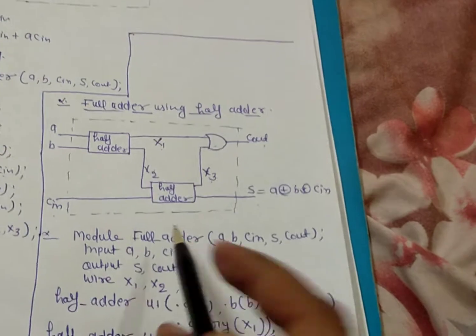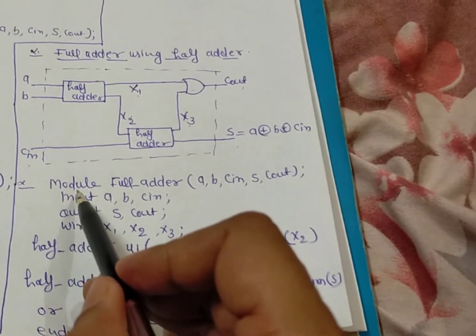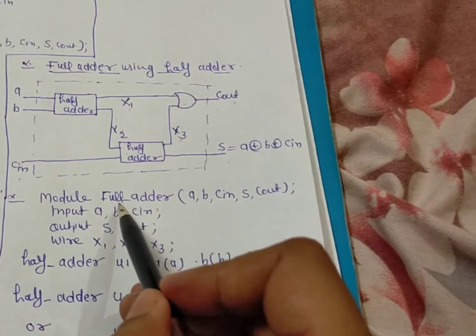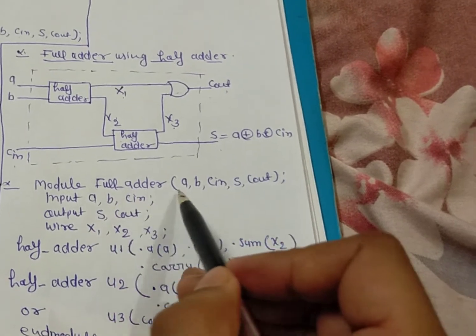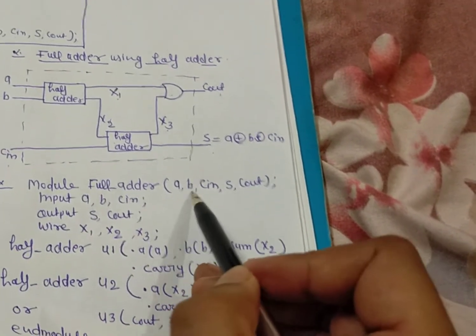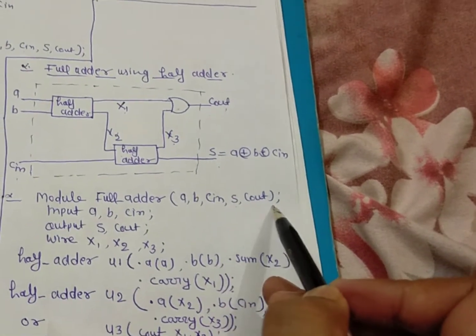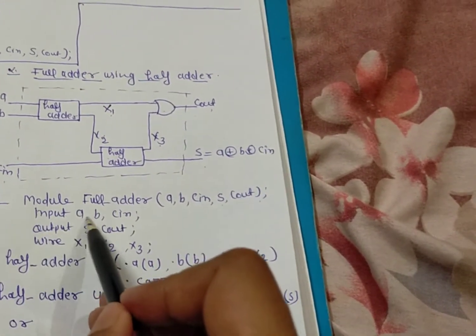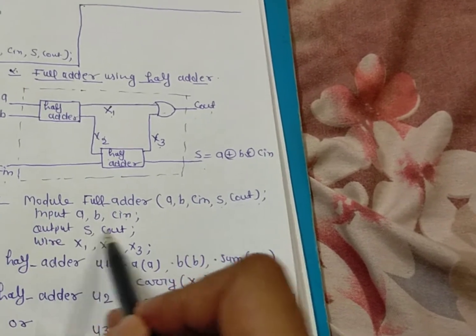Now comes to the code. So again, write the module and the name of the module. The name of the module is full underscore adder. Then write the different ports, meaning input and output ports: A, B, C in, S and C out. Then differentiate input A, B, C in and output S and C out.